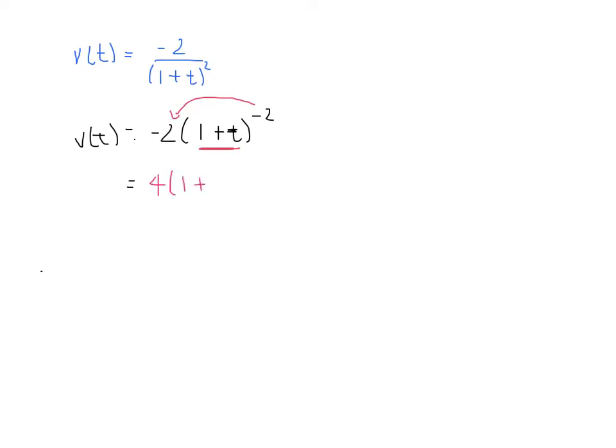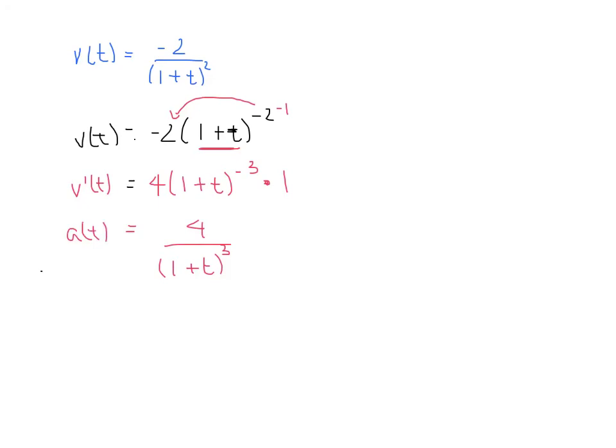We leave the inside function alone, and then to the negative 3, we subtract 1 from the exponent. And then times the derivative of the inside, which happens to be 1. Rewriting this, we get 4 over (1 plus t) cubed. Remember, negative exponents go back in the denominator. So this actually is v prime, or if you want to call it, acceleration.